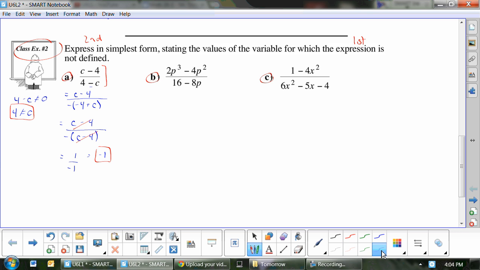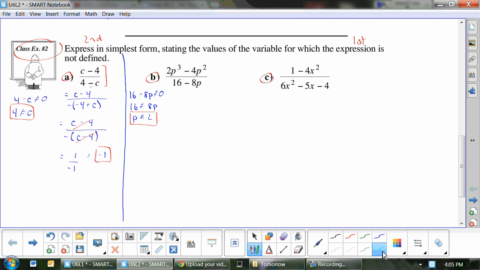So let's look at B. Let's find our non-permissibles first. We'll go 16 minus 8p cannot equal 0. So we get 16 cannot equal 8p, and we get that p cannot equal 2. There's our non-permissible right there. And then from here, we want to state it in simplest form.